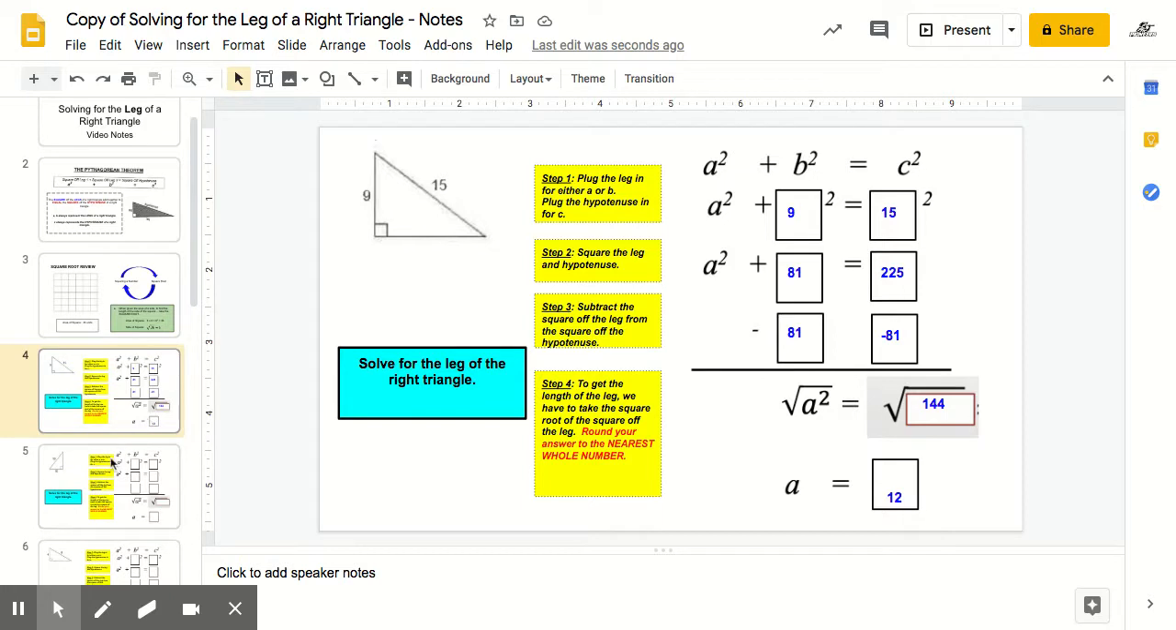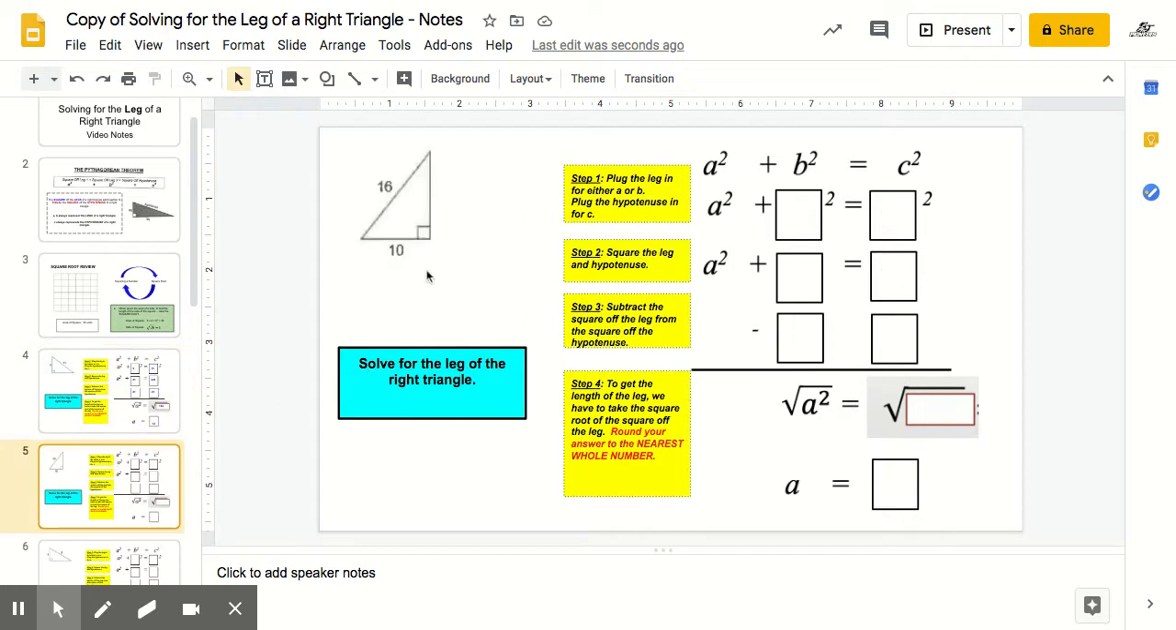All right, let's do another example. Here we have another triangle. Again, we are solving for this leg here. I gave you one leg and I gave you the hypotenuse. It's our job to figure out what the other leg is. So I'm going to call the other leg right now a. So I just bring down the a squared.